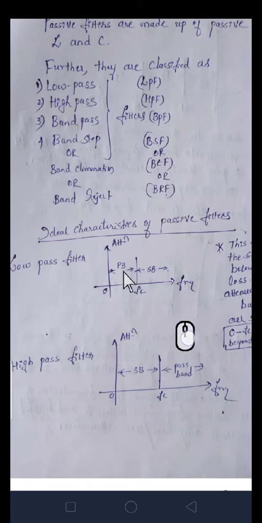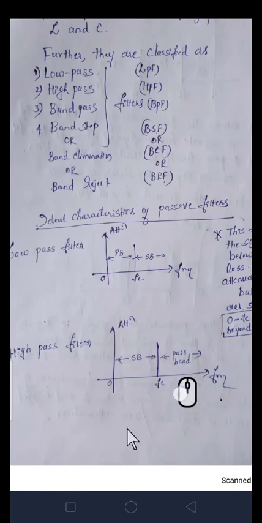The reverse of this one is the high pass filter. You can see here, this is the high pass filter. Same as before, we have shown attenuation, and the frequency also is shown here. Here this is the cutoff frequency FC.